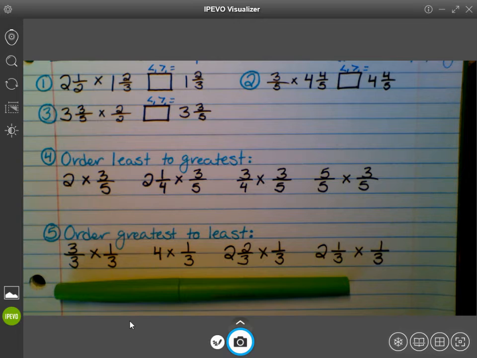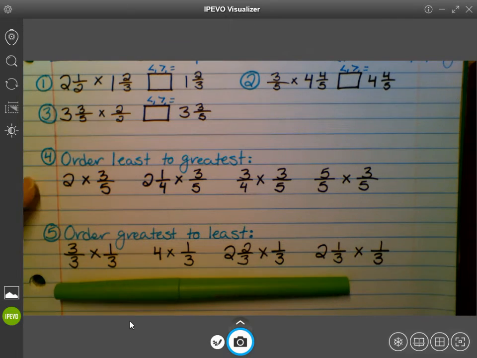One more moment. I see a few people finishing up number 5. And while we wait for our last few friends to finish up, I know in our table it said the product would be smaller than the whole number. We can replace whole number with whatever type of number it is that we're multiplying by.